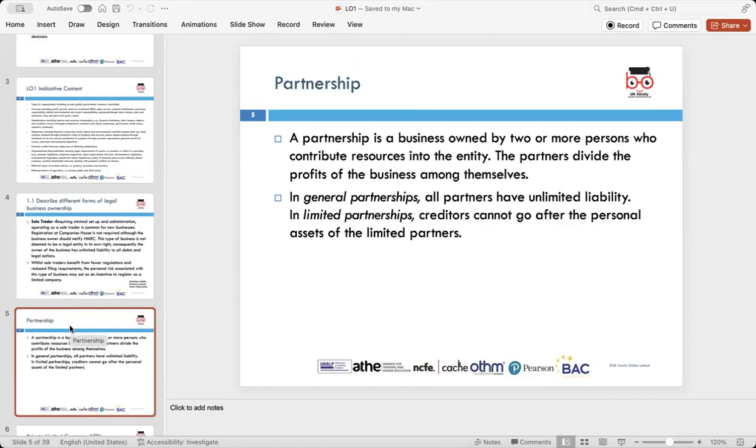Then the next one is partnership. When two or more people share ownership of a firm and contribute resources to the entity, the business is referred to as a partnership. The partners each receive a portion of the profit generated by the business. Within a general partnership, each partner is subject to unlimited liability. Creditors are not allowed to pursue the personal assets of partners in a limited partnership to collect debts.